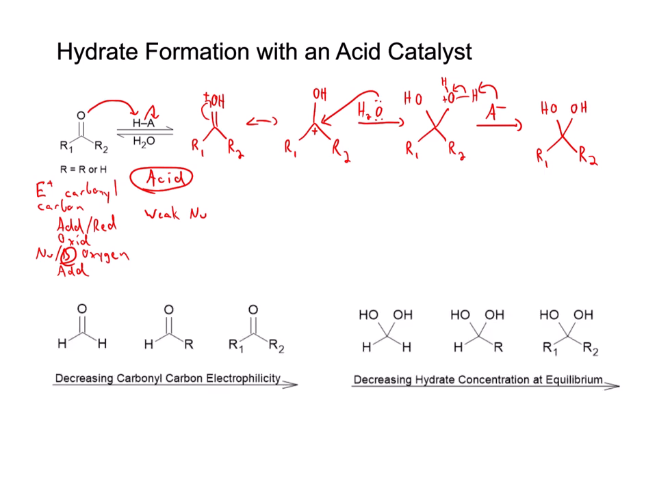How much hydrate you form at equilibrium is dependent upon the electrophilicity of the starting aldehyde or ketone. If you start with formaldehyde, you're going to get a very high percentage of hydrate concentration in equilibrium, over 99%. This drops for other aldehydes to just around 50%, and it drops dramatically to just over 0% when you have a ketone. In other words, this reaction is not something that you see very regularly.